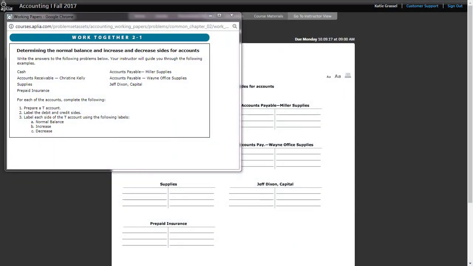Our directions for Work Together 2-1 read, write the answers to the following problems. Your instructor will guide you through the following examples. There's a list of accounts there, and it says for each of the accounts, complete the following. Prepare a T account, label the debit and credit sides, label each side of the T account using the following labels: normal balance, increase, or decrease. In this example, we're using increase instead of a plus, and decrease instead of the minus.